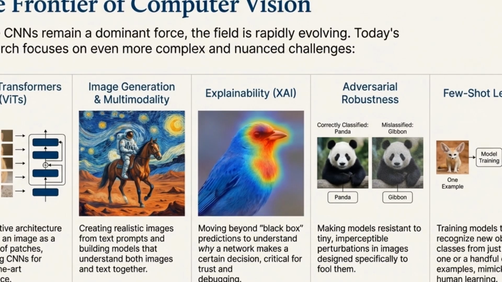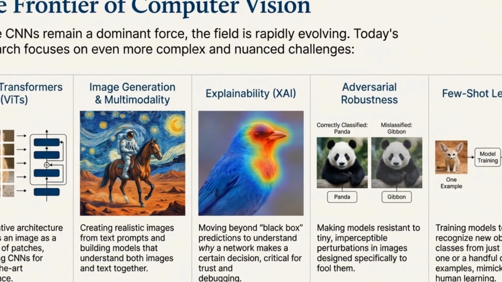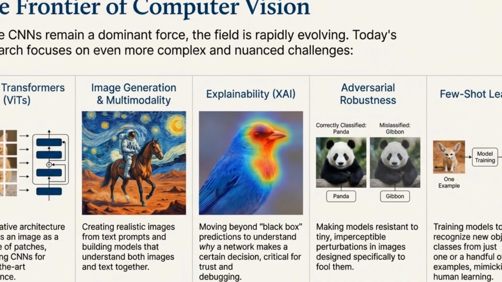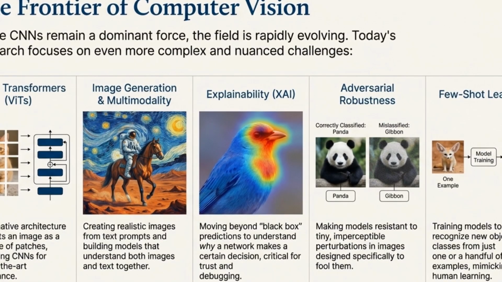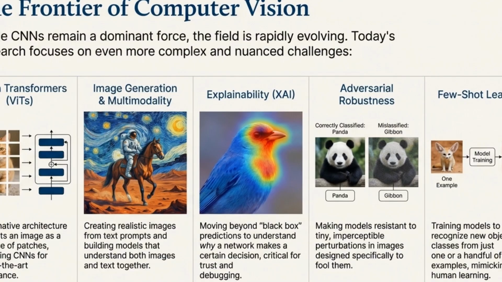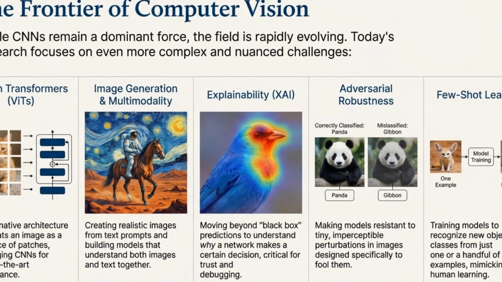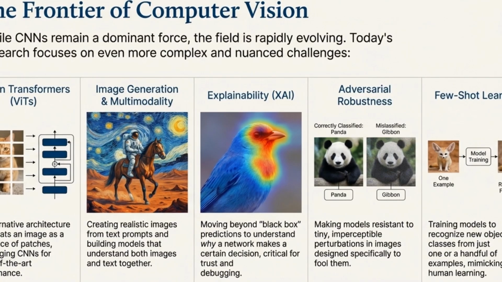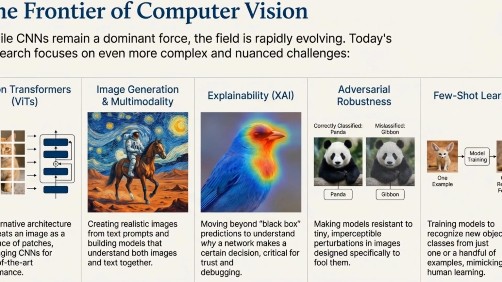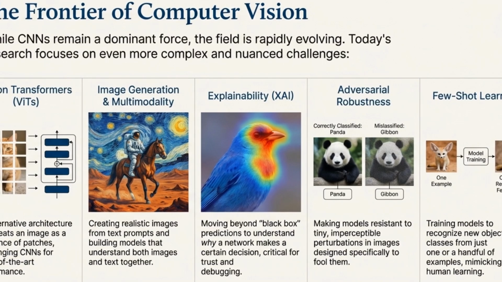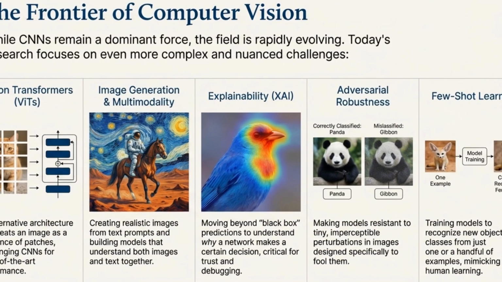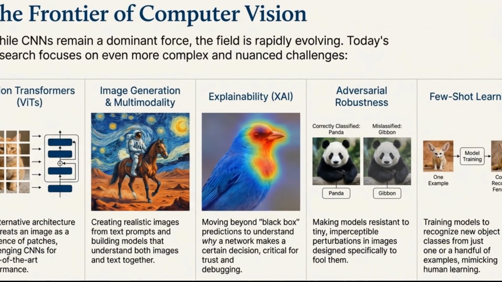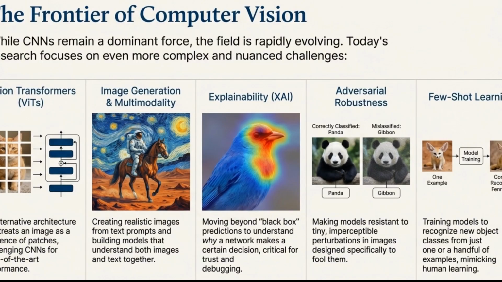While CNNs remain a dominant force and continue to evolve, the field of computer vision is expanding rapidly, focusing on even more complex and nuanced challenges that move beyond simple detection and segmentation. We are currently witnessing exciting developments across several frontiers. First, vision transformers, or ViTs. These are an alternative architecture that treats an image as a sequence of patches, leveraging the powerful self-attention mechanisms originally developed for natural language processing. ViTs are now challenging CNNs for state-of-the-art performance, especially with massive datasets.